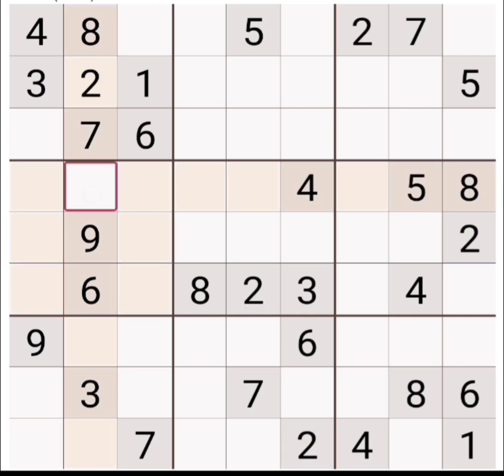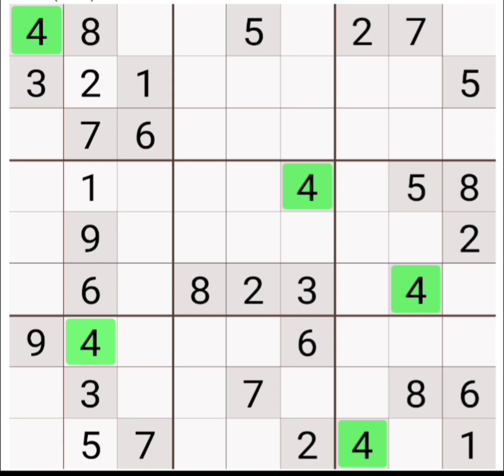Okay. Now in this cell, we cannot give place to 4 and 5 because 4 and 5 are there in the same row. So we'll give the place to 1. Now in these two cells, we have to fill up with 4 and 5. But 4 we cannot write here because 4 is there in the same row. So we'll write 5 here and 4 in this cell.